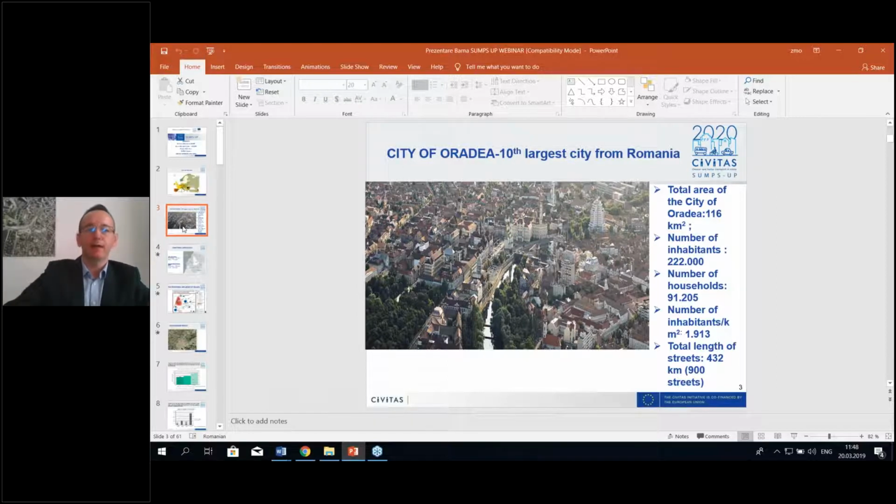The total number of inhabitants is approximately 222,000. Number of households: 91,000. Number of inhabitants per square kilometer: 1,900, and the total length of streets is approximately 430 kilometers. This means the total road transport infrastructure amounts to 900 streets.